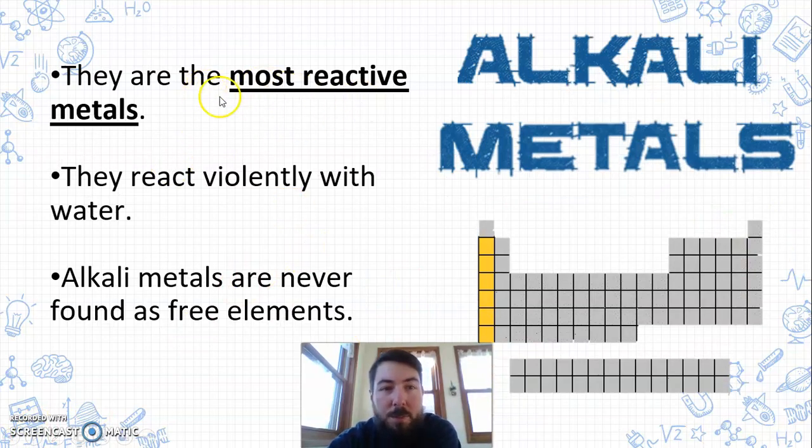They are also the most reactive metals. They react violently with water, and they're never found as free elements in nature. They're the most reactive because they have 1 valence electron, and they just want to get rid of that electron. We're going to see later that they bond with some nonmetals that are on the other side. But they really want to get rid of that 1 electron because then it's easy for them to be stable.